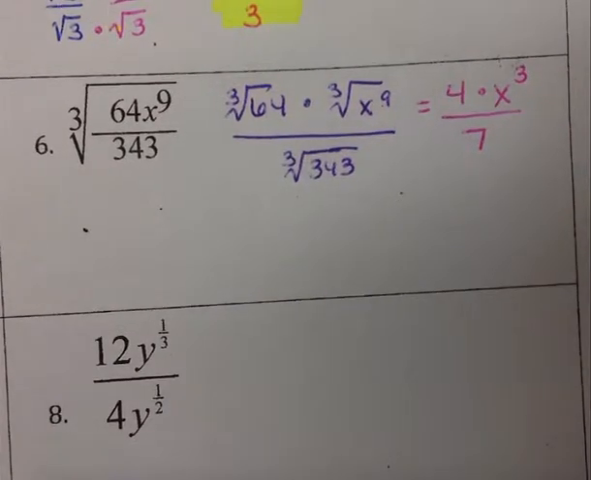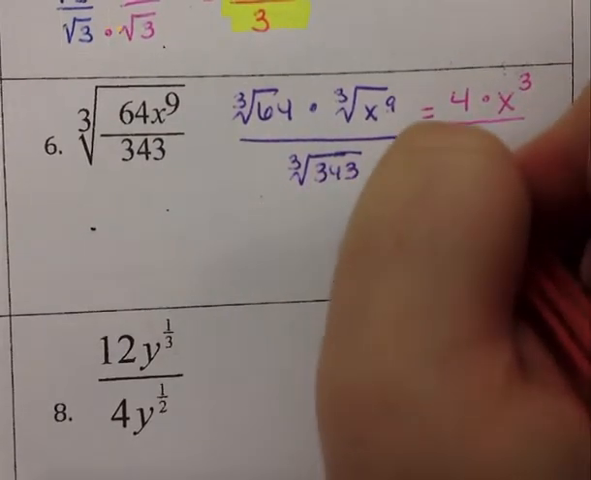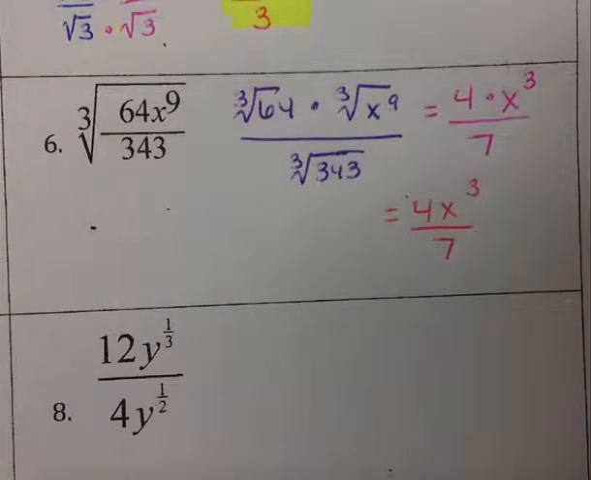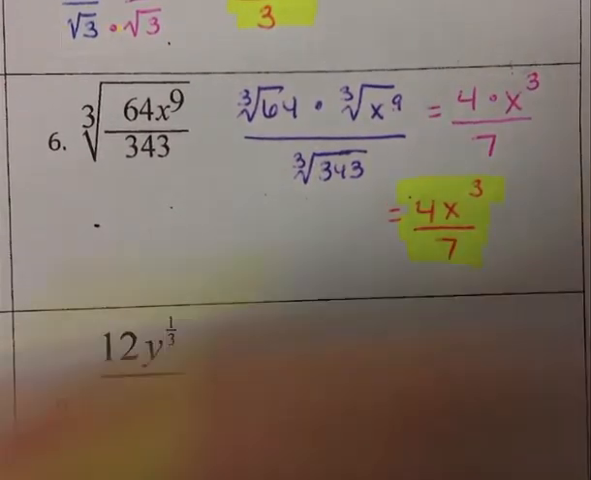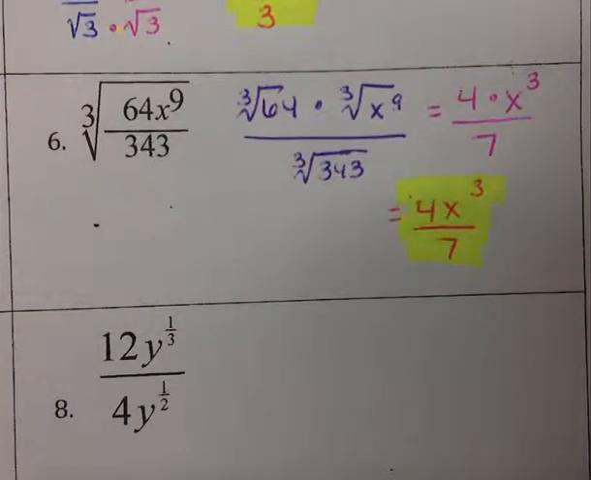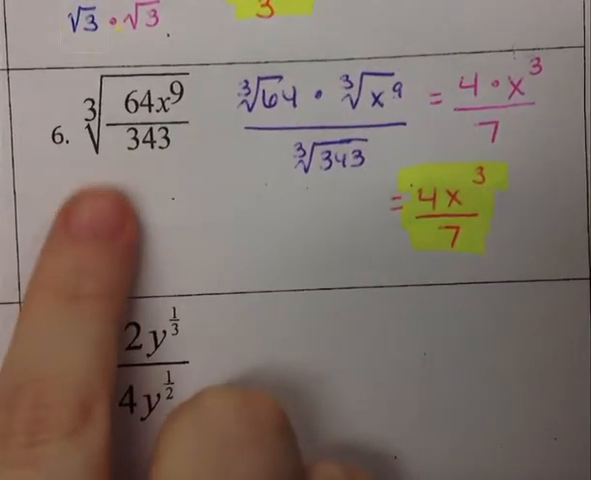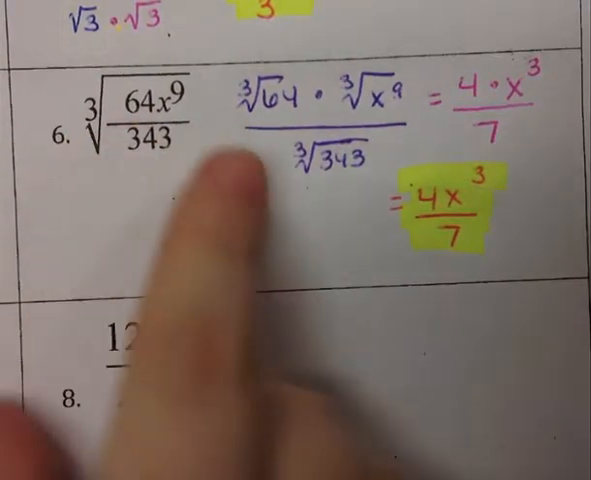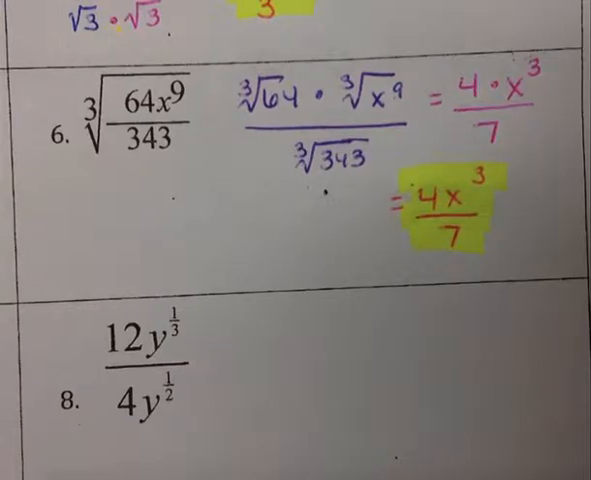So our answer is just 4x cubed over 7. The coefficients cannot simplify. 4 over 7 is as far as that will go. And there's no other x in the problem, so nothing that we can do with the x cubed. And the x cubed does have a positive exponent, so that's our final answer. Even though this problem looks more difficult because of the numbers, it ended up being perfect cubes already. So all 3 of those were able to simplify perfectly.